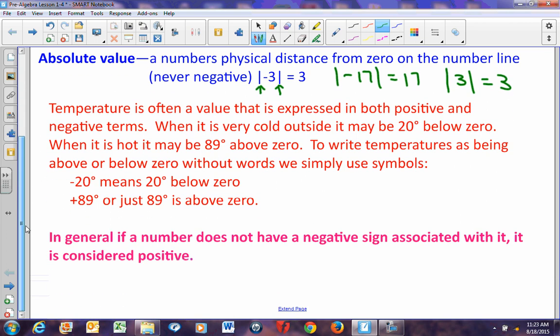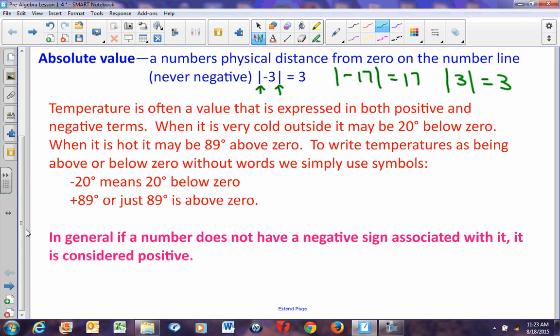Temperature is often a value that is expressed in both positive and negative terms, especially if you live in Alaska, parts of Canada, the North Pole, parts of the Arctic. Okay, that's going to be very cold. Or Death Valley, very warm. When it is very cold outside, it may be 20 degrees below 0. When it's very hot, it may be 89 degrees above 0.